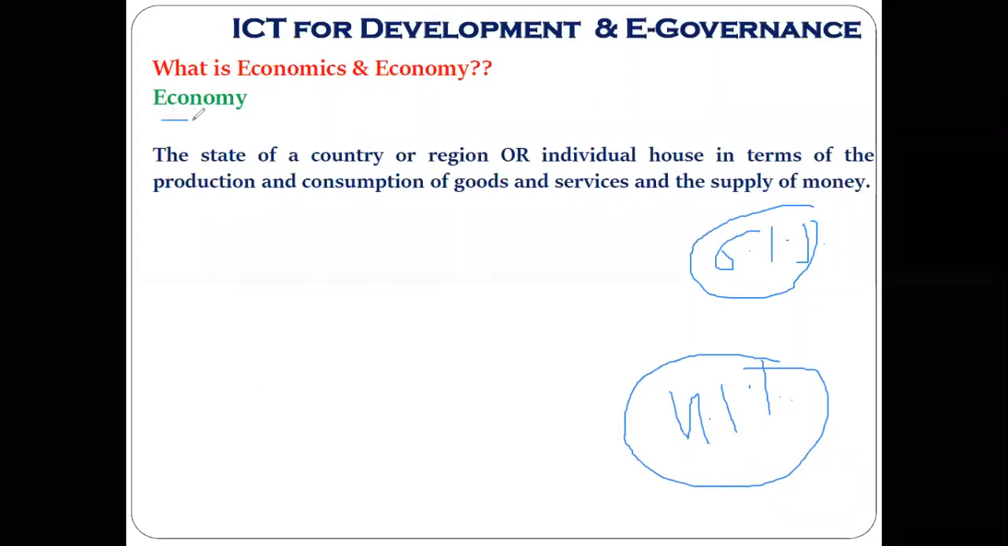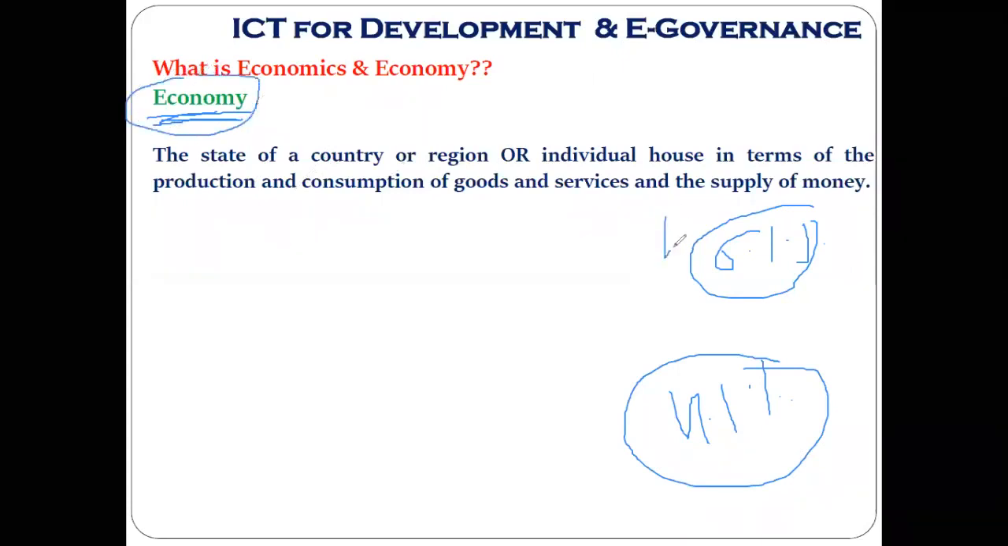it means our economy is going down. Correct? Yes. And if the economy is going down, will common people get good services from the government? No, sir. So everything depends on the economy.